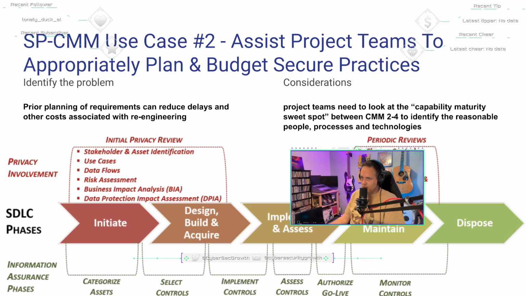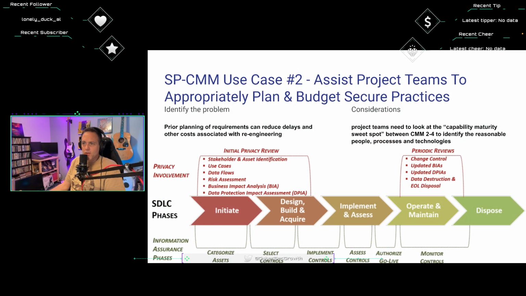Let's look at the considerations. So CMM levels 0 and 1 of maturity are identified as being deficient from a reasonable person perspective in most cases. Therefore, project teams need to look at the capability maturity sweet spot between CMM's level 2, 3, and 4 to identify the reasonable people, process, and technologies that are needed to be incorporated into the solution.